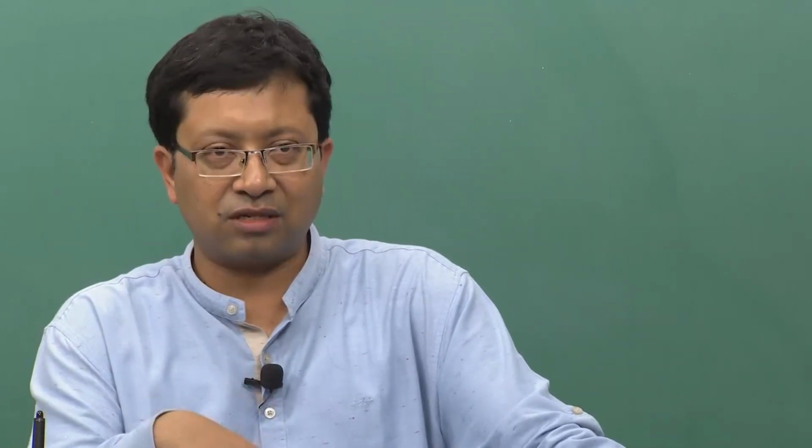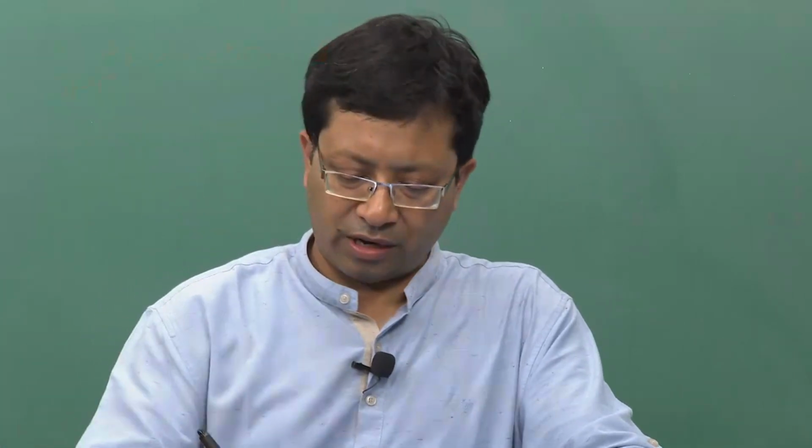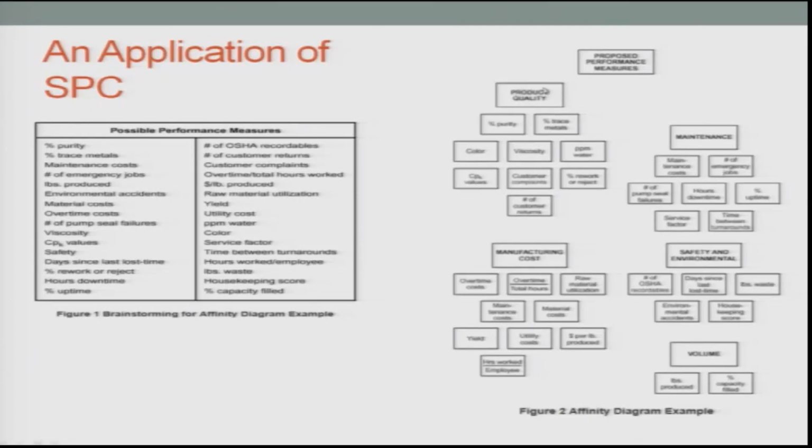If you consider the bullet points here, one is related to product quality, where I am pointing my pen, and one is the maintenance concept. Under maintenance you have the maintenance cost, the number of emergency jobs, the number of pumps and seals for these failures. For this example, it can be hours of downtime, service factors, percentage of uptime, time between turnouts, or how frequently the maintenance work is done. All these are related to maintenance, hence maintenance is one of the main key bullet points on which you have to concentrate.